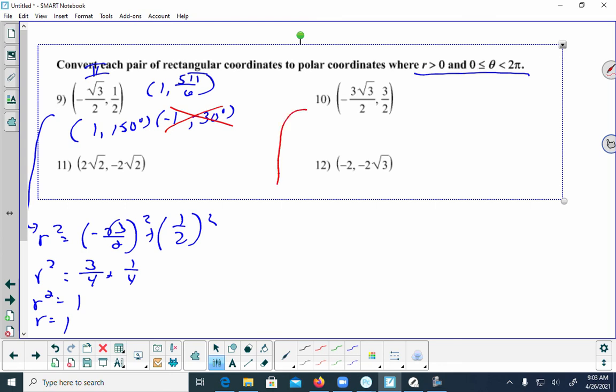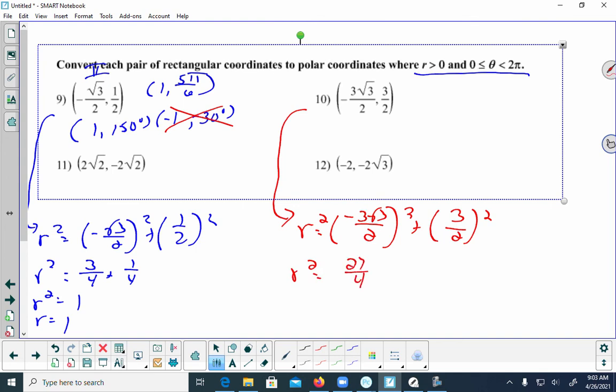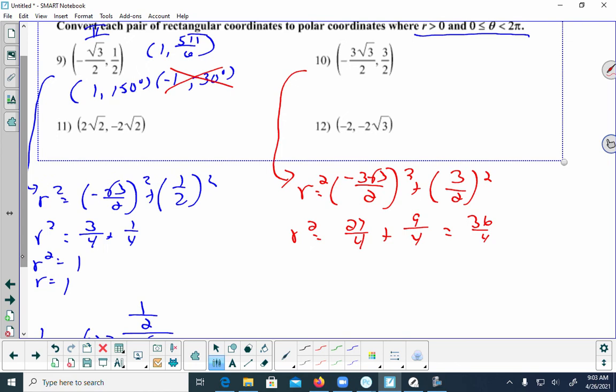So for 10, I'm going to say r squared is equal to negative 3 times the square root of 3 over 2, squared, plus 3 halves squared. So r squared is equal to, that's 9 times 3, so a positive 27 over 4 plus 9 over 4, which will be 36 over 4. Oh, which will be 9. So r squared is equal to 9, which means r is equal to 3.